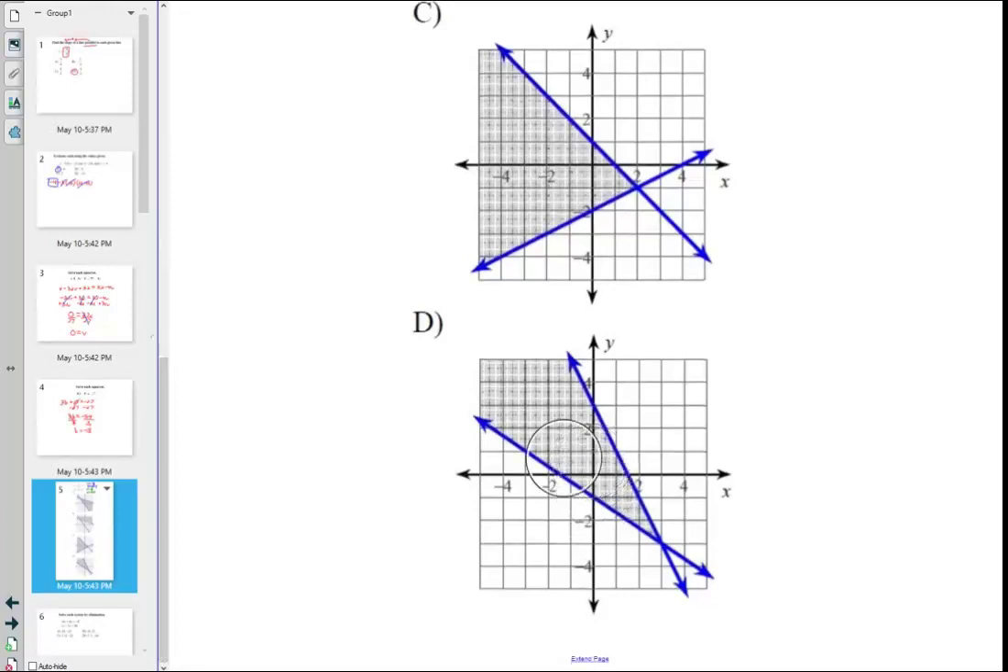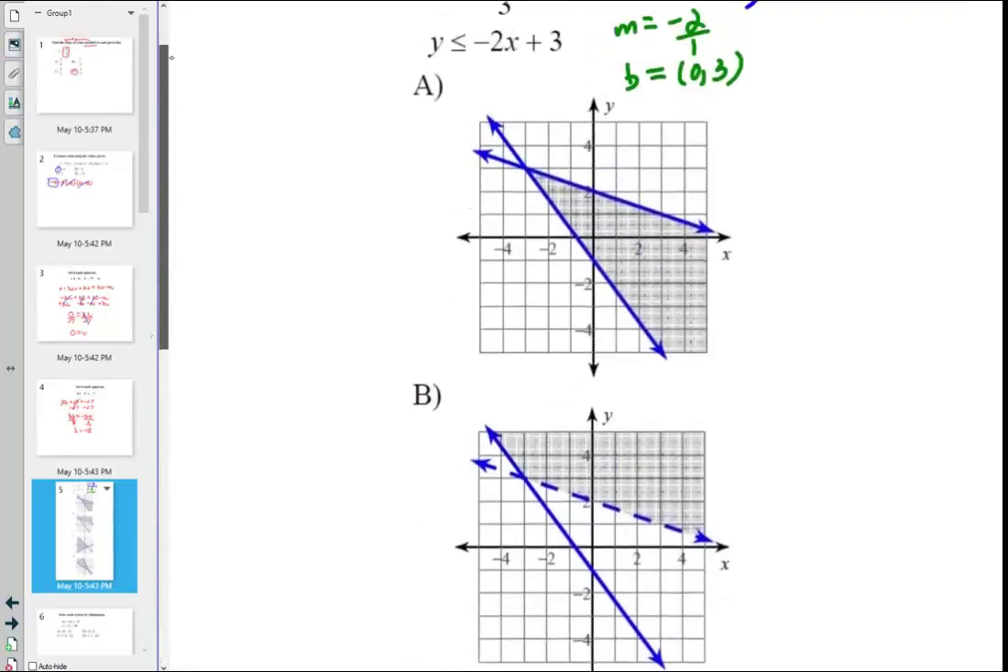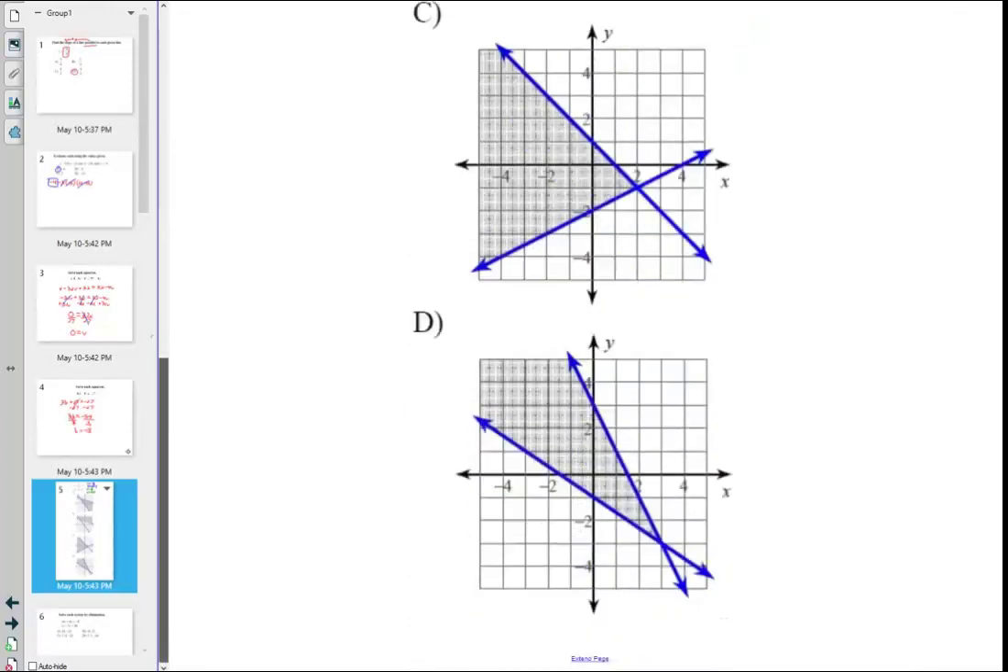This last one, B, yeah, that one looks fine. And then the other one is supposed to be crossing at 3, with a slope of negative 2 over 1. Yeah, so it's going to end up being D.